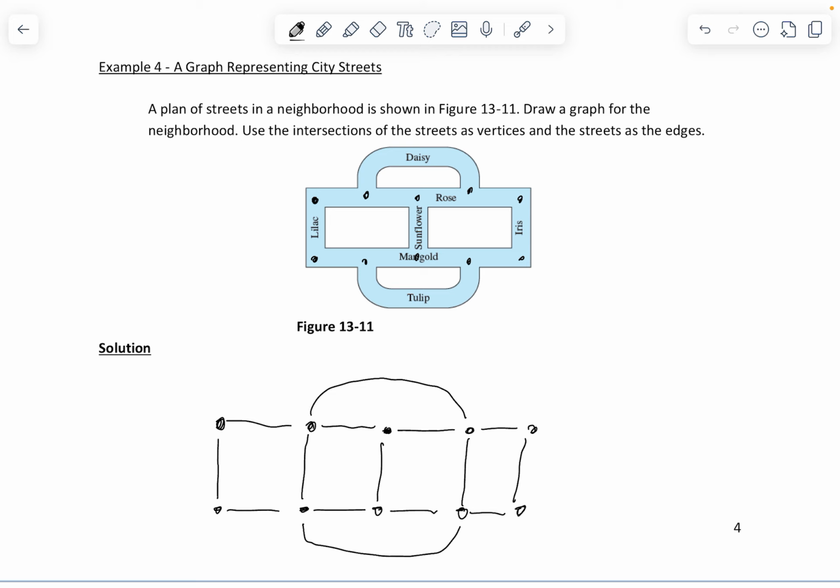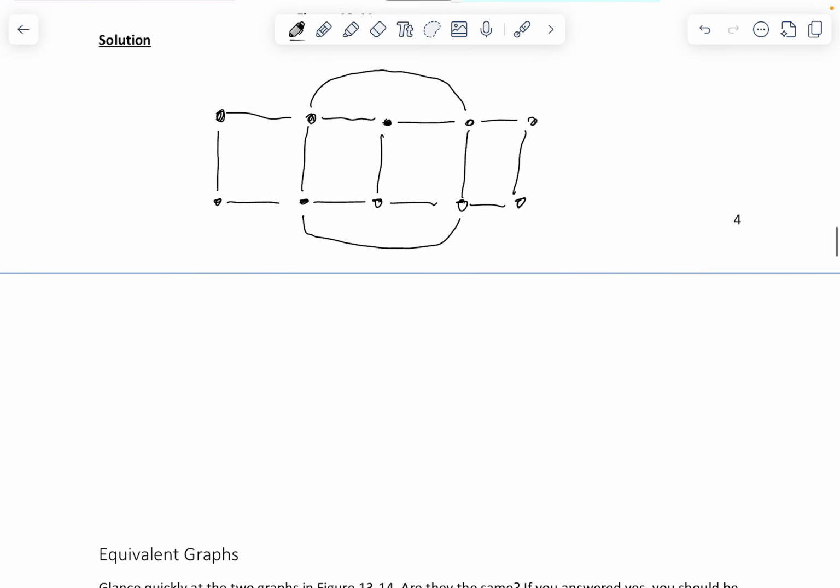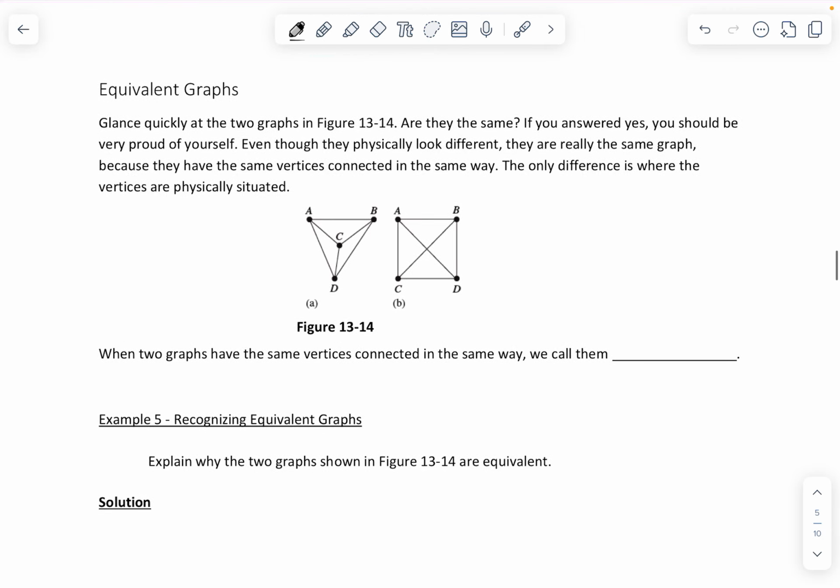Just something like that. Okay, so that's the idea. Let's get in here and talk about some more concepts, equivalent graphs.